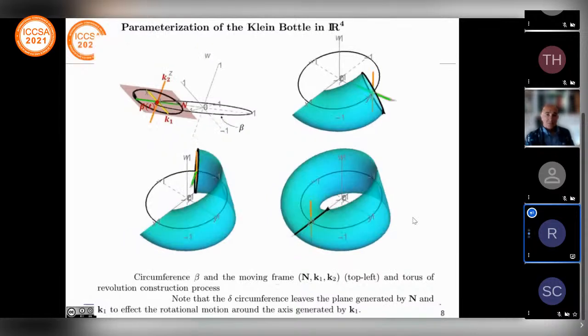And this idea we use for the parameterization of the Klein model in R4. In this case, the circumference leaves the plane generated by n and k1. This is the graphical process, but the equations are in the paper.